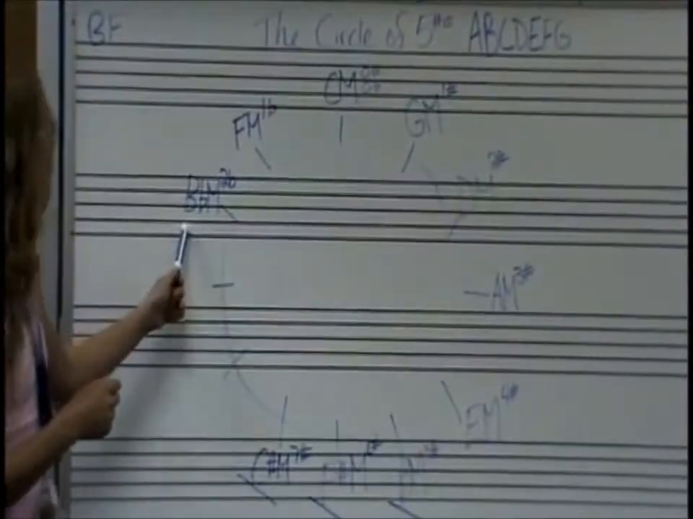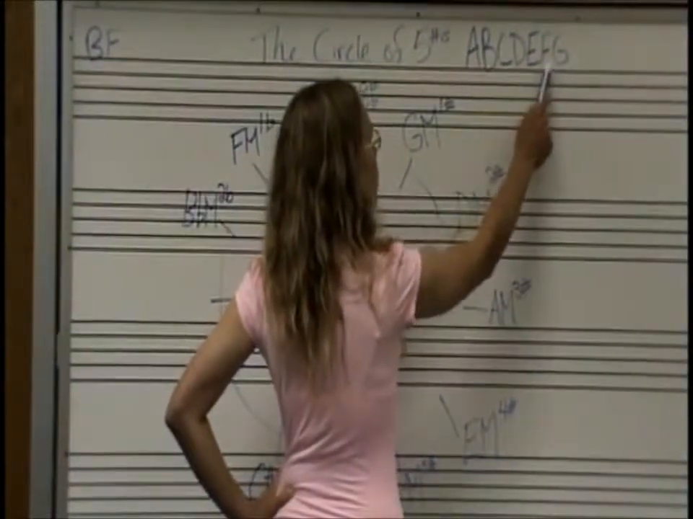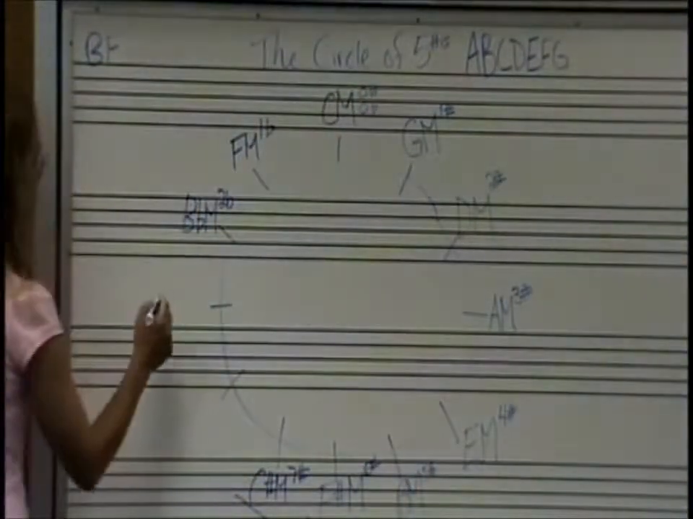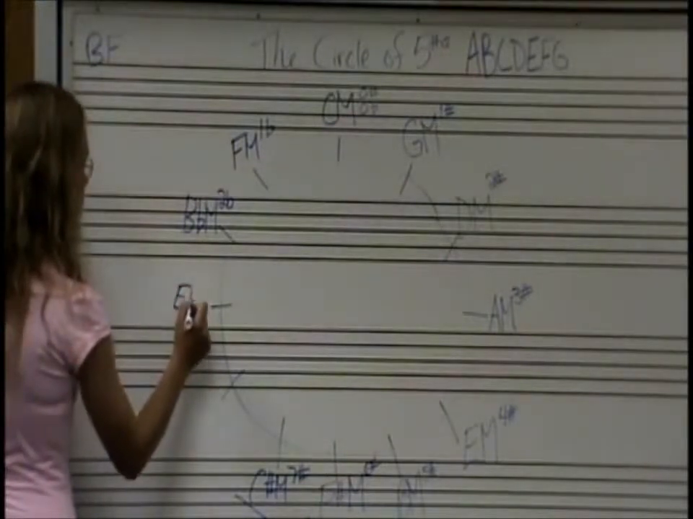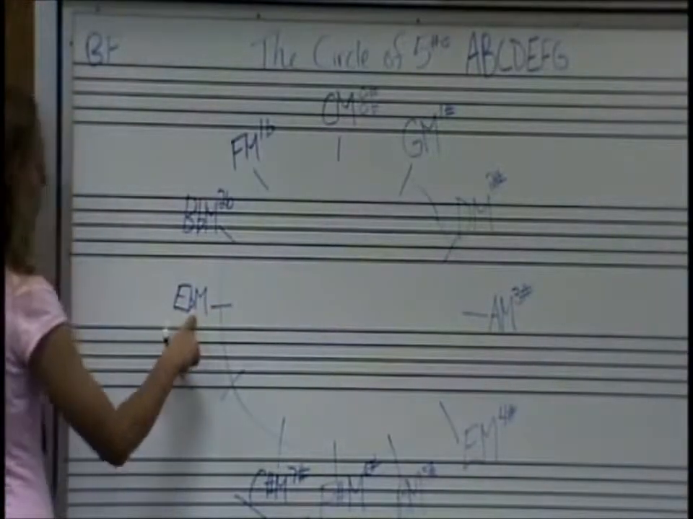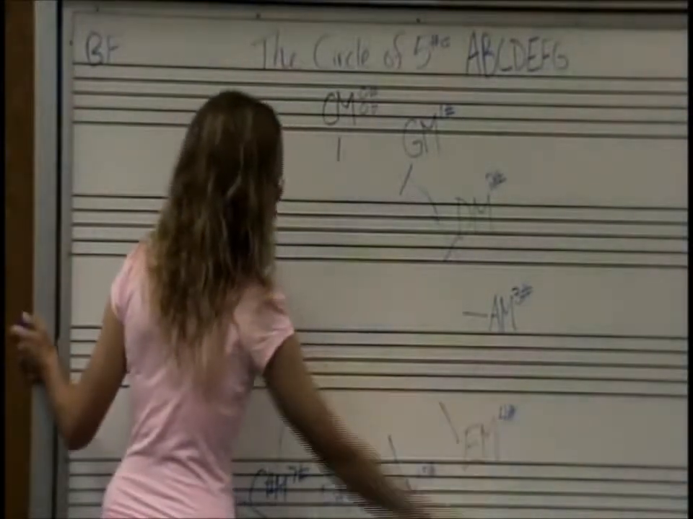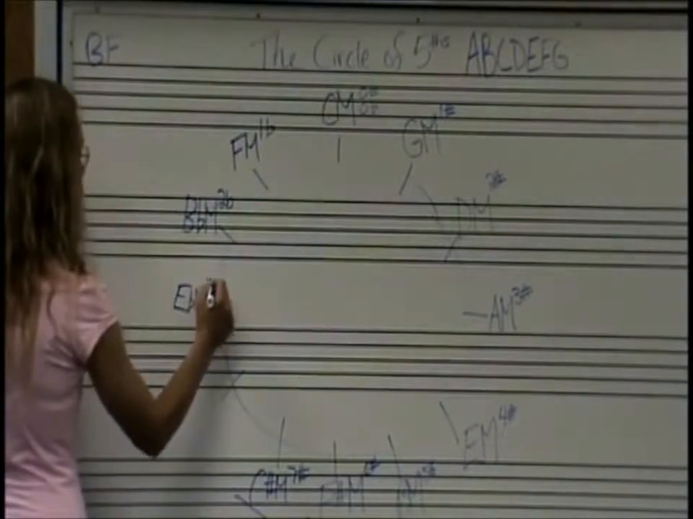Okay, so if we're going backwards, starting on the B, we go 1, 2, 3, 4, 5. What letter do we have now? E flat major. Gotta make sure you put that flat sign there, because if you're writing E major, you're telling me it's 4 sharps. So make sure you have E flat major and 3 flats.